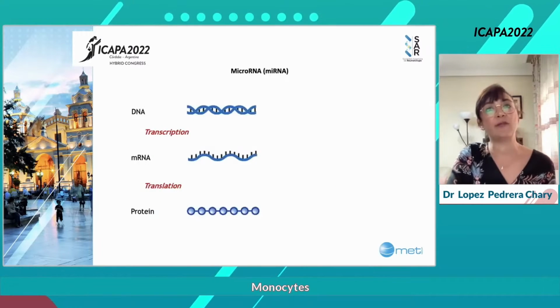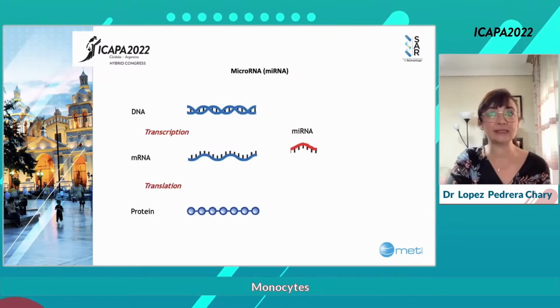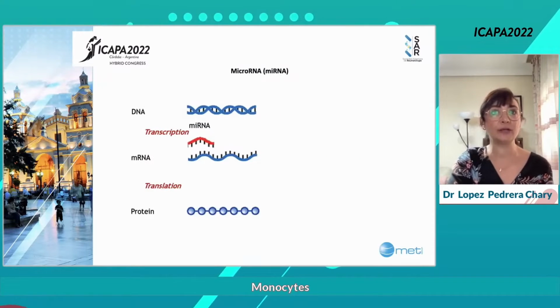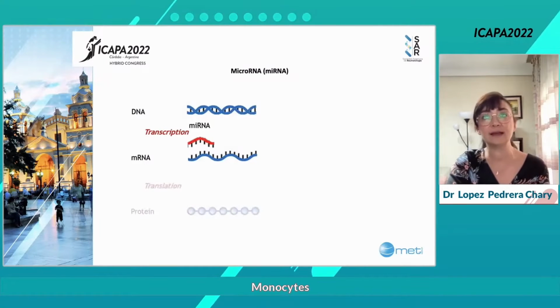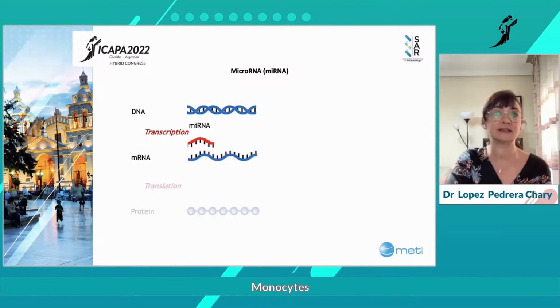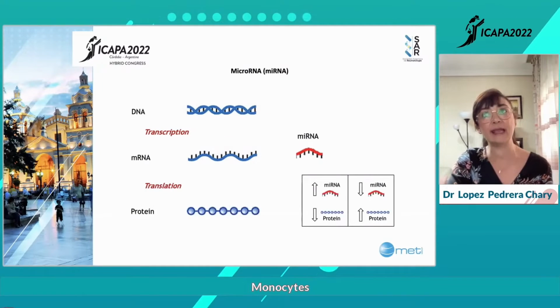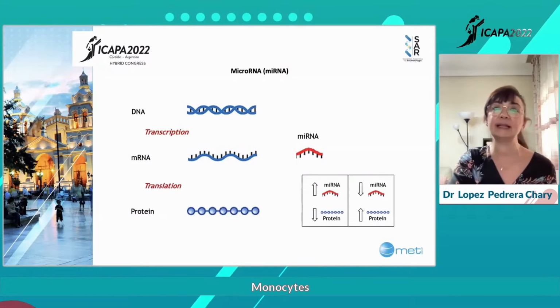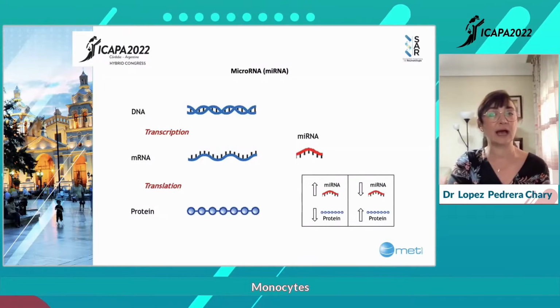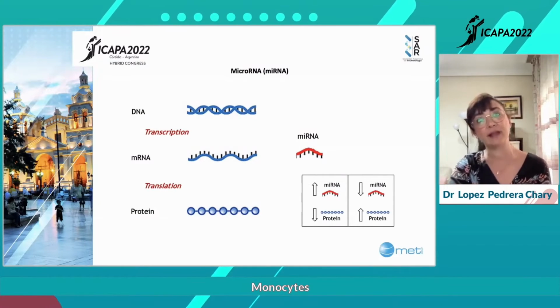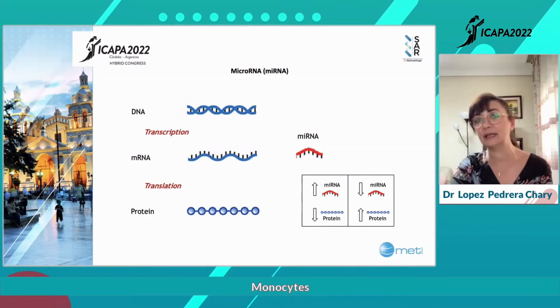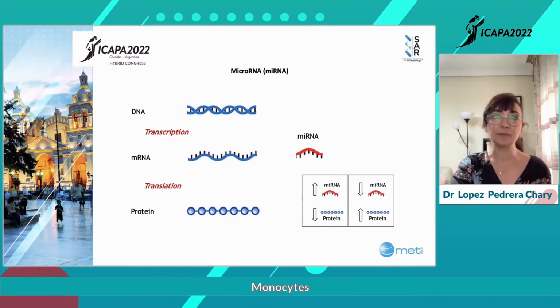As for their mechanism of action, they bind by sequence complementarity to the messenger RNA of their target gene, promoting its degradation or inhibiting its translation into protein, so that an increase in a given microRNA will imply a decrease in levels of its target protein, and vice versa. A microRNA reduction implies an increase in its target proteins.